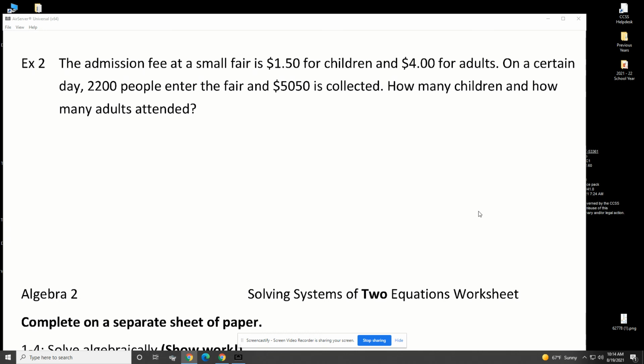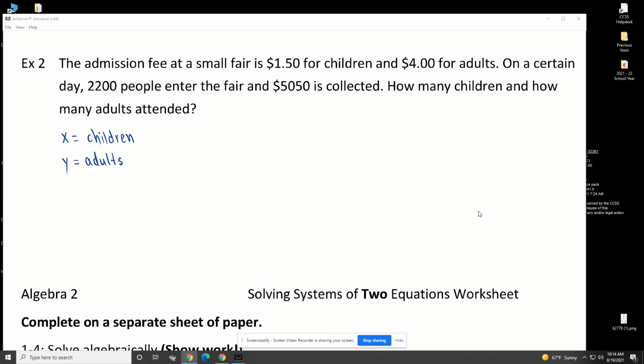Okay, so variables. I want you to think about variables. How many variables are here? How many different things are there? 2, right? So let's name them. The first one is kids. What do you want to call that? X. So let's say X is our kids, our children. And then we'll make our Y our adults. We had 2 things.